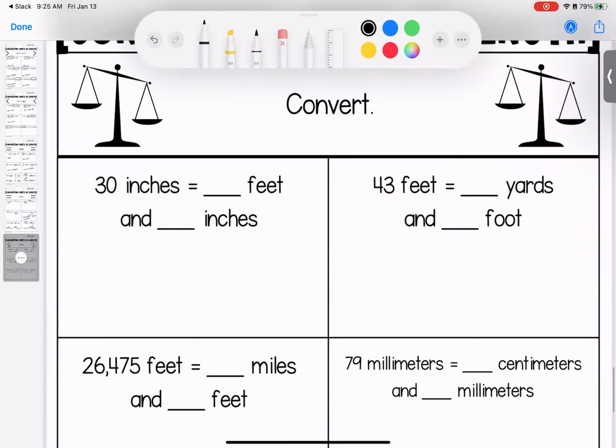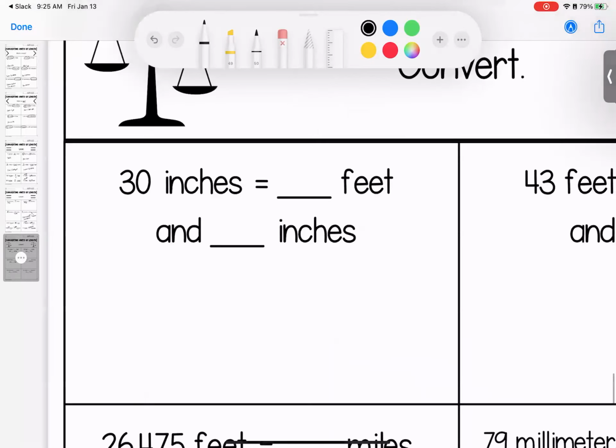Here comes our last one. You can see from this that they're not going to convert evenly. We're going to have feet and inches. So think of this like a remainder when you're dividing. What's left over is going to be in the original form. Let's take a look. 30 inches is how many feet?